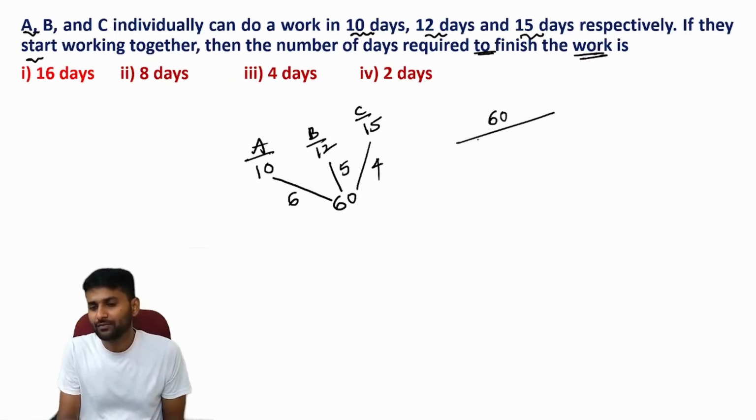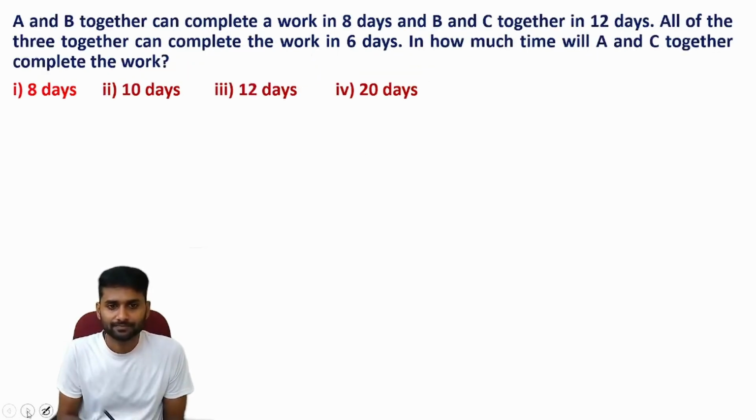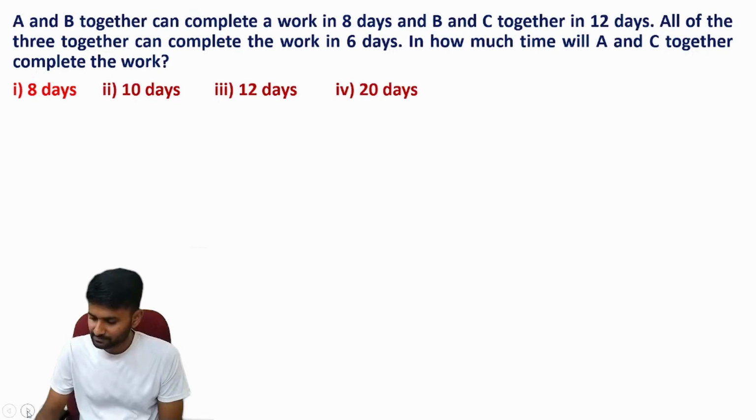Now we are assigning A, B, C together to complete this work. If all work together, they will complete 15 units per day. For 60 units, it takes exactly 4 days. Try this question.